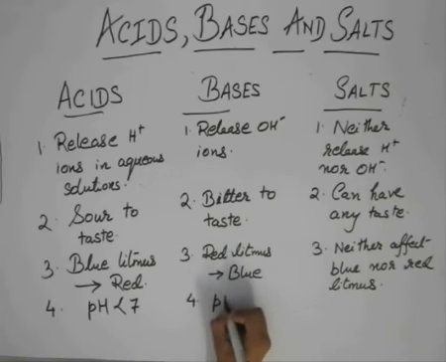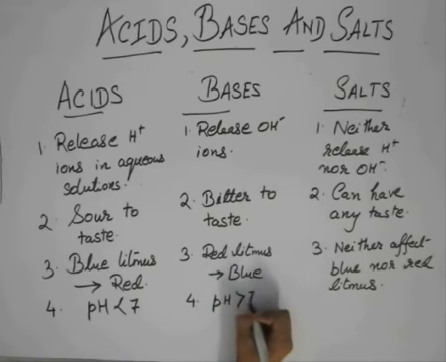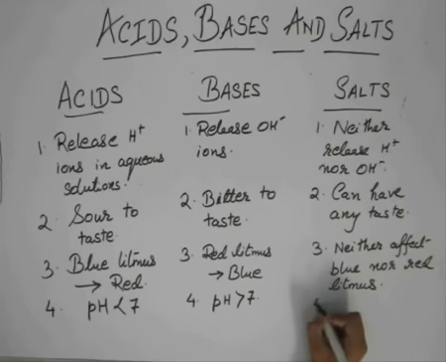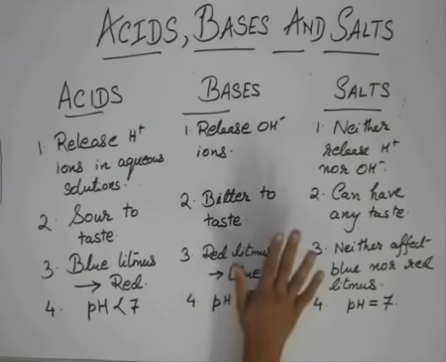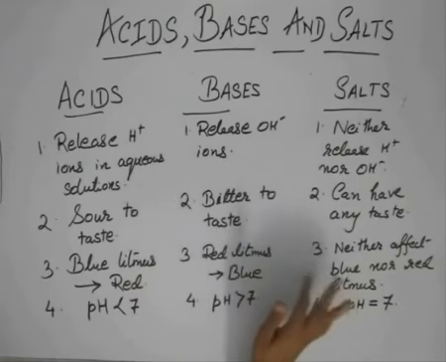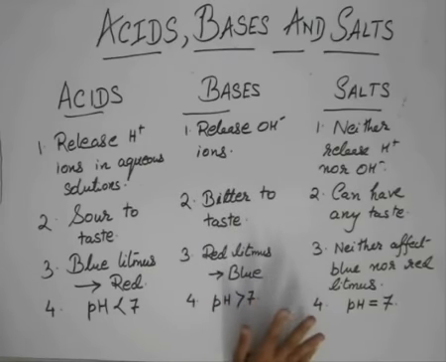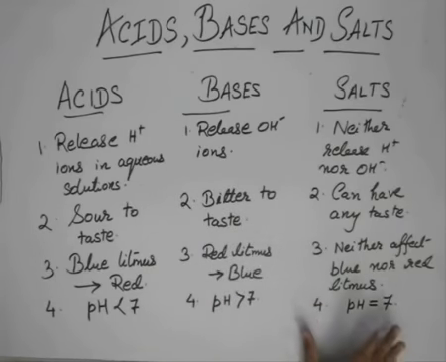Bases will have a pH greater than 7, and salts, on the other hand, will have pH always equal to 7. Neutral salts, that is. We also have acidic salts and basic salts, but we are not talking about those salts. We are talking about only neutral salts. So these are the basic differences between acids, bases and salts.